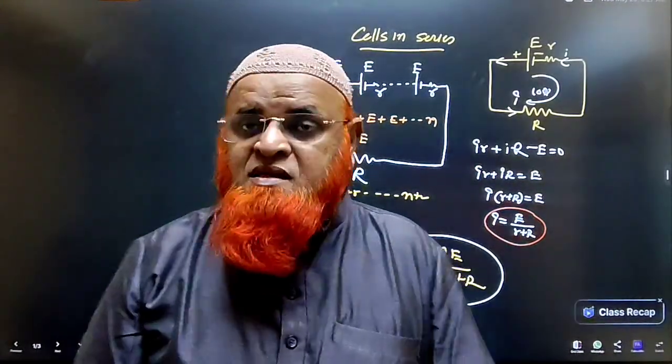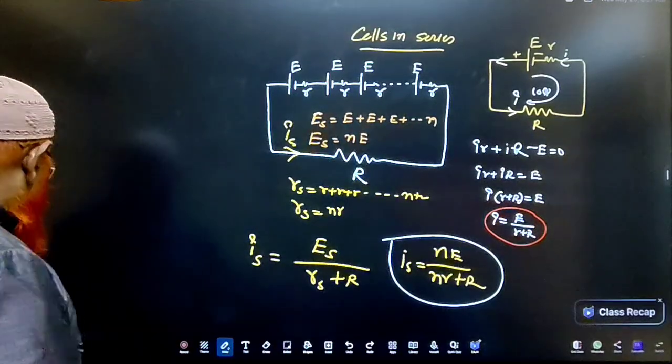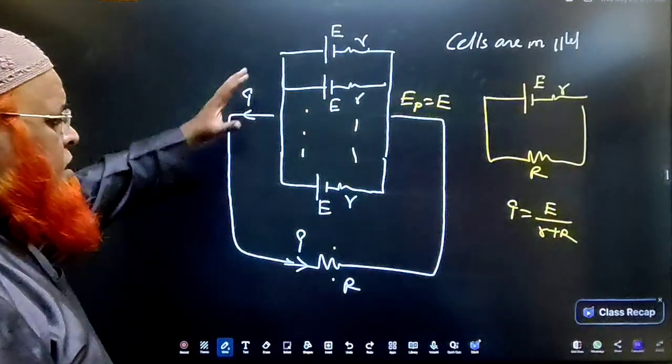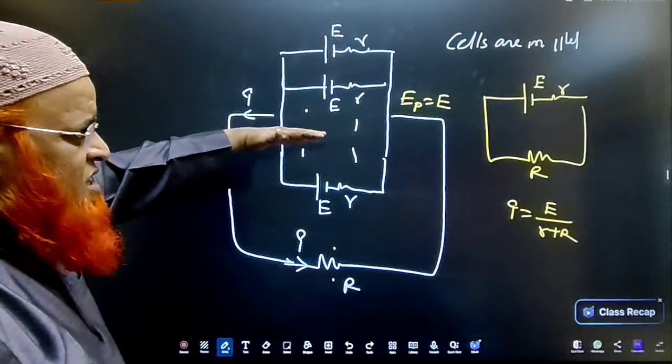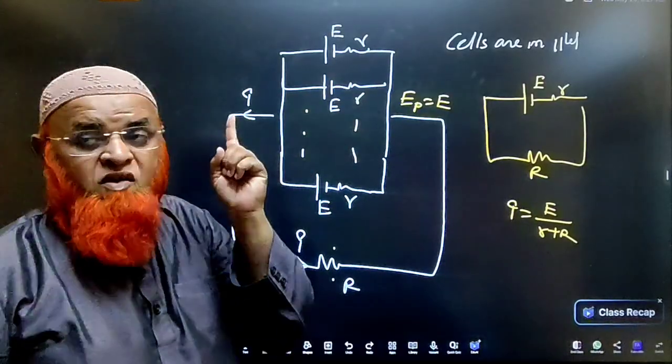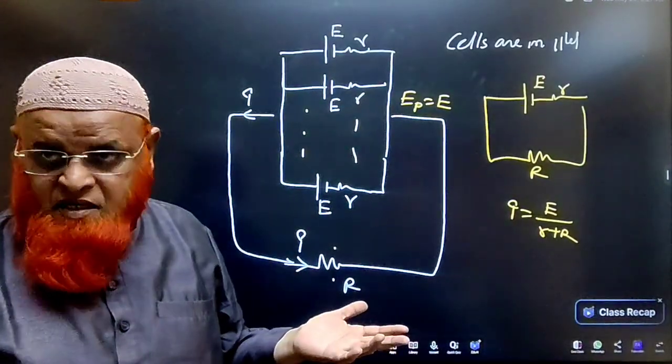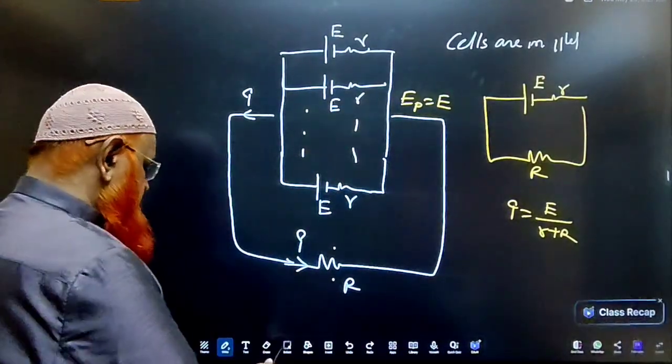Hope you are understanding. The cells also are the same case here. When all the cells are in parallel connection, for E parallel, you will take only one, because all are the same here. Understood? That's the case. Then what's going to happen?